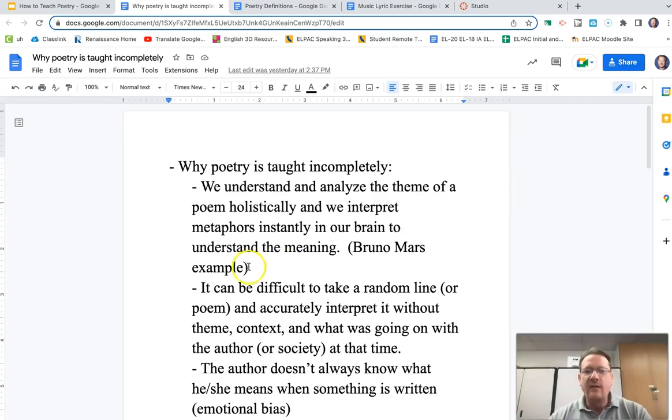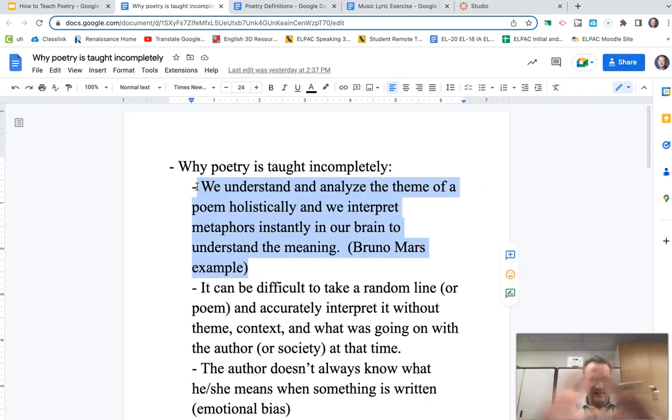So I'll tell the students, here's what I think as a teacher and someone who grew up in a poetry household, right? My life, poetry. I think that poetry is taught incompletely in school. And I'll be honest with my students. And then I'll explain this. I'll say, we understand and analyze the theme of a poem holistically.